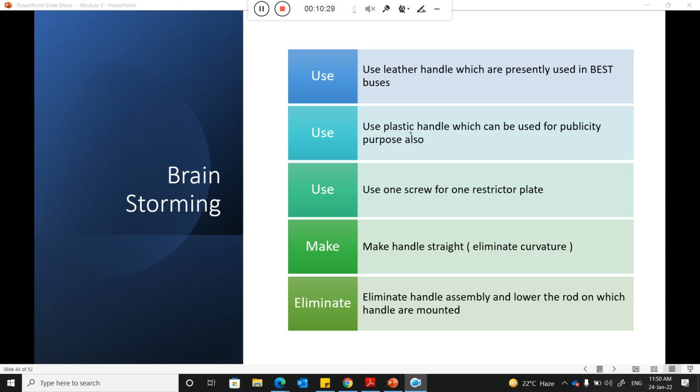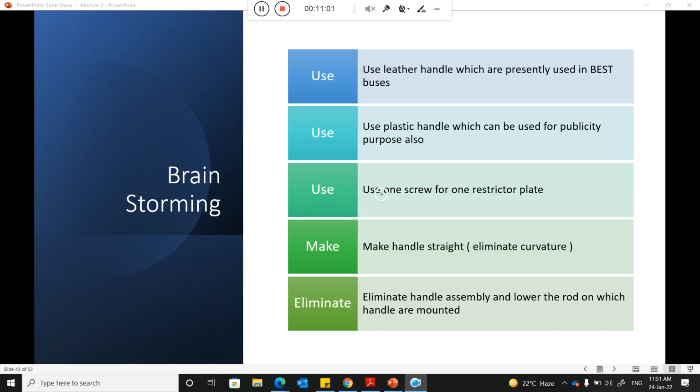So the next person says use a plastic handle, so it will reduce the weight. If you reduce the weight, then definitely it increases the efficiency of that particular train. In another word, you can say it is used for publicity purpose. So here you increase the function of that particular product. So what is the value? Value is nothing but the ratio of the function and the cost, and here you are increasing the function, so it is definitely appreciated. And this is one other way.